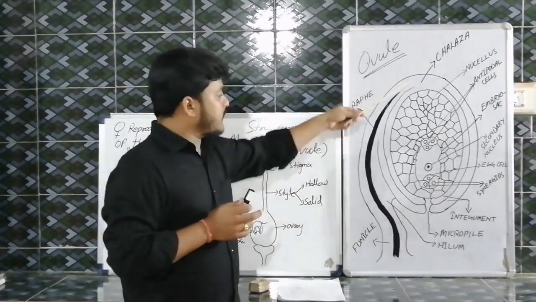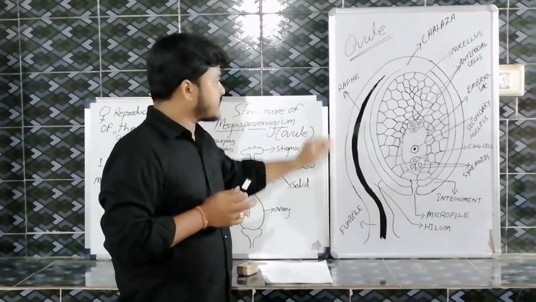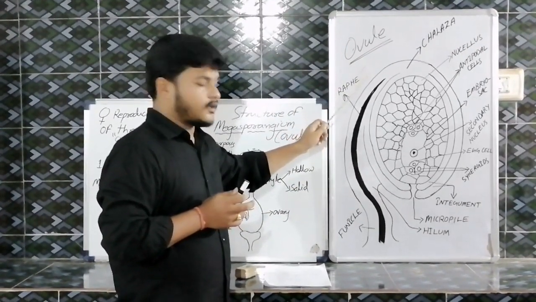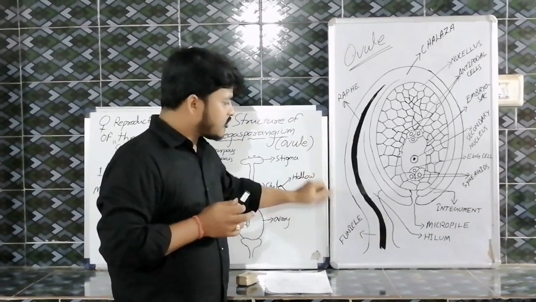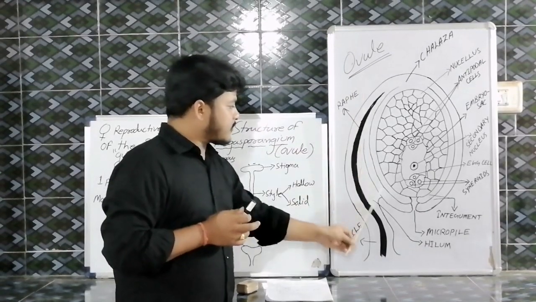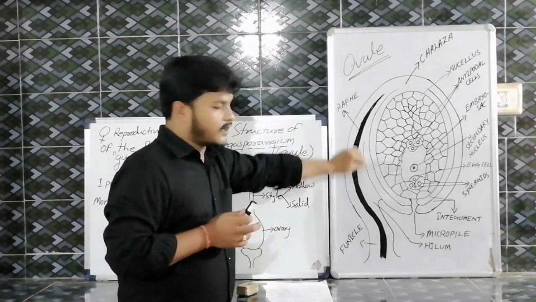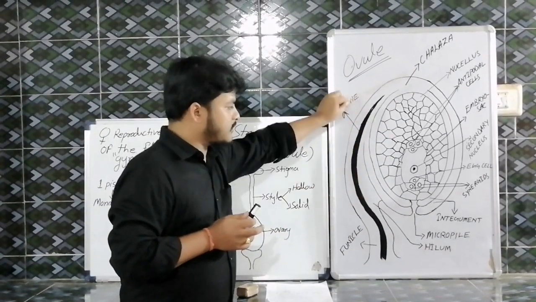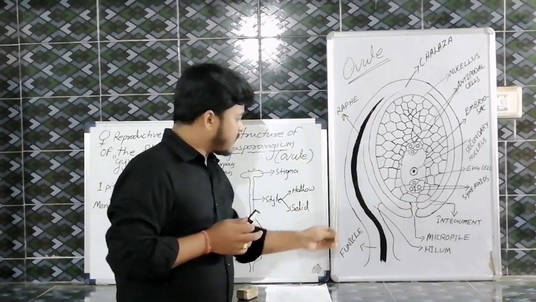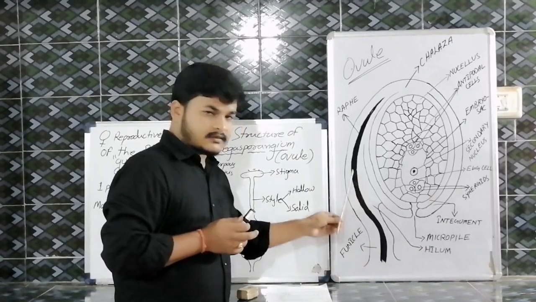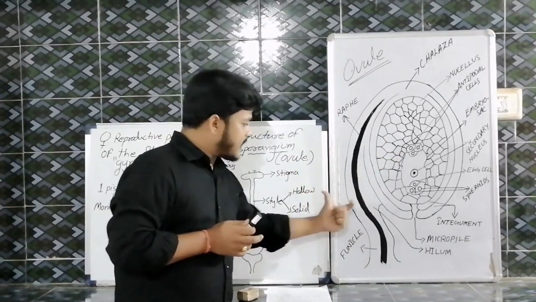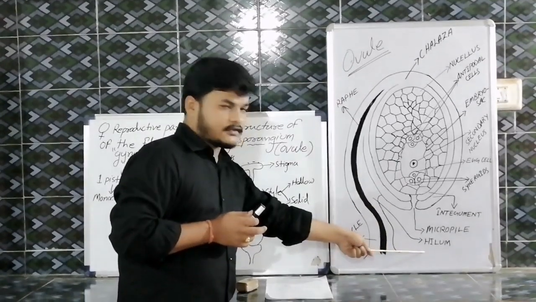Here is the structure of an ovule, an anatropous ovule. It is the most common ovule in angiospermic flowers. This structure mainly consists of two types of parts: the main rounded structure, which consists of a number of parts in it, and a rod-like structure. The part where the two are attached is known as your hilum.